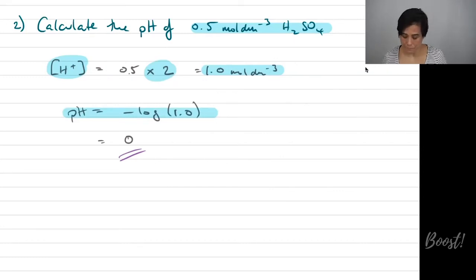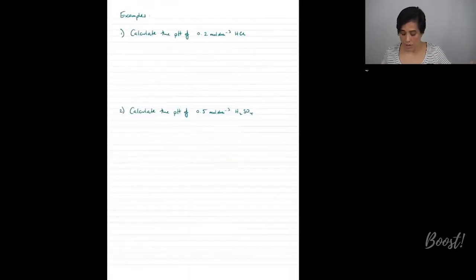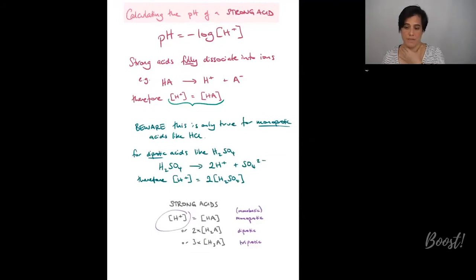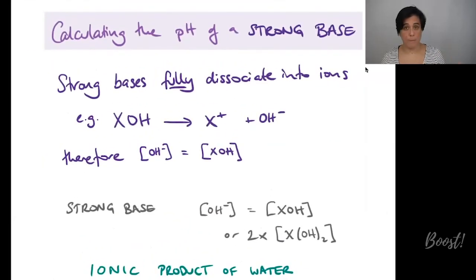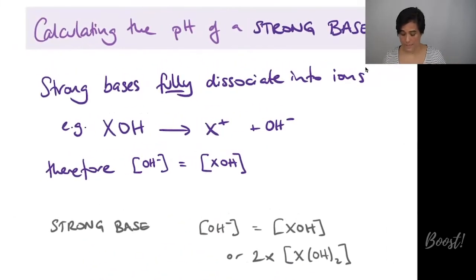So as I said, strong acids are the simplest things to calculate pH for, but we do need to be aware that we can't always just take the concentration of the acid and put it straight into the formula. We might need to consider whether it's a diprotic acid or a triprotic acid. With a strong base, to some extent, we have a similar situation, whereby strong bases we know will fully dissociate into their ions. So, for example, XOH or NaOH, sodium hydroxide.